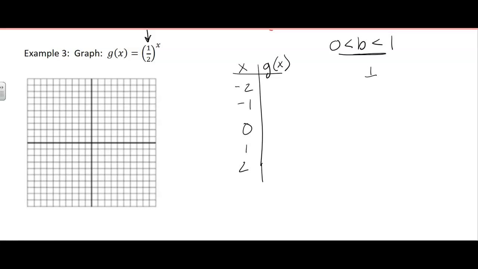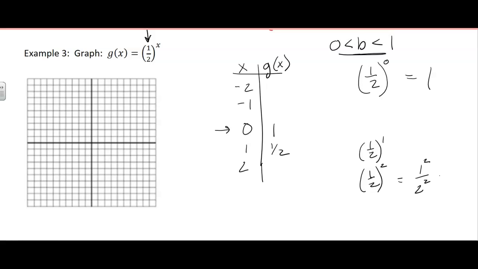So what happens if you take 1/2 and you raise it? Let's start with 0. If I raise it to the 0 power, that's just going to equal 1, because anything to the 0 power is 1. What happens if we have 1/2 to the first power? Well, that's just 1/2. And 1/2 squared? Remember that's the same as 1 squared over 2 squared, or 1/4. Or you could think of it as 1/2 times 1/2, but you're going to get 1/4. Let's graph those. So 0, 1, and then 1, 1/2, and 2, 1/4.